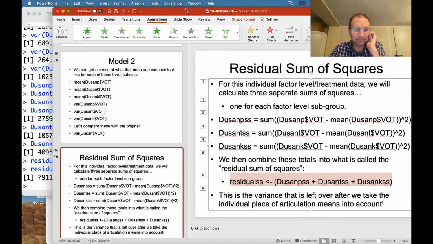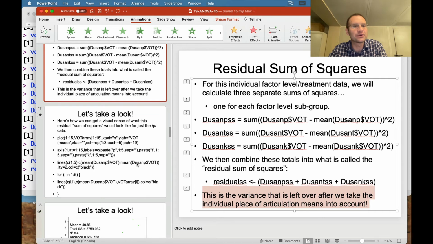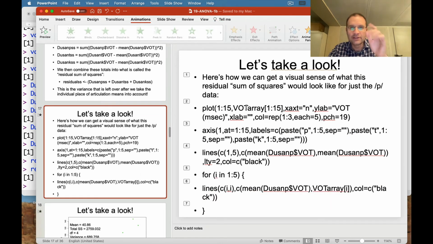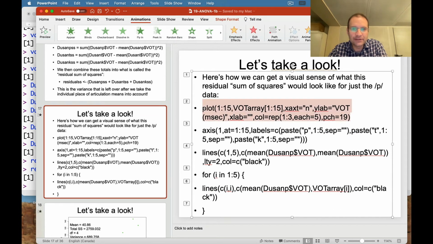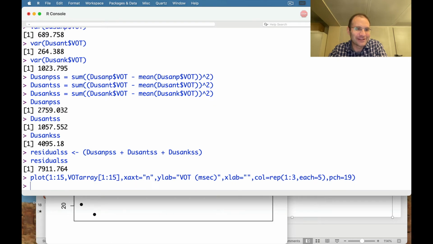That's kind of the point. But for now, our residual sum of squares is the variance left over after we take those place of articulation means into account. Okay, so I want to take a look at this. It's going to look similar to what we plotted before, but I'm going to get rid of this guy. Sorry to see you go, but it's okay because you're in the notes.